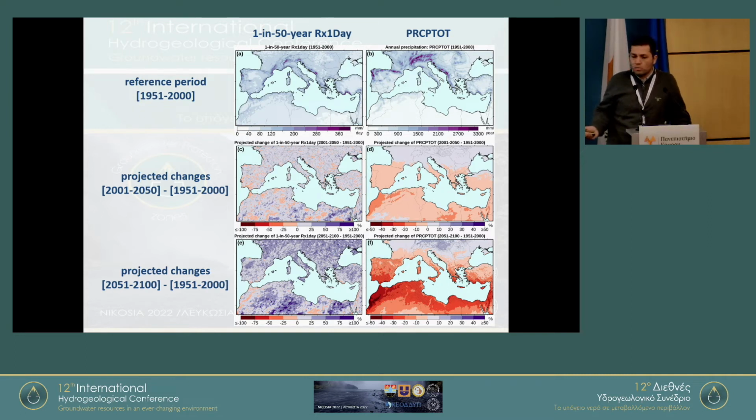On the right column, we see the same plots, but for the annual precipitation total, and we can see that in the regions where we expect an increase in the absolute maximum events, we expect mostly a decrease of annual rainfall. The signal here is not always statistically significant, with the exception of some regions in Northern Africa and Eastern Mediterranean.